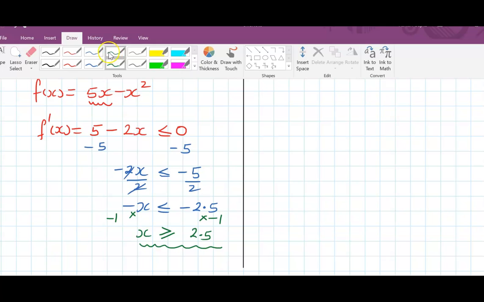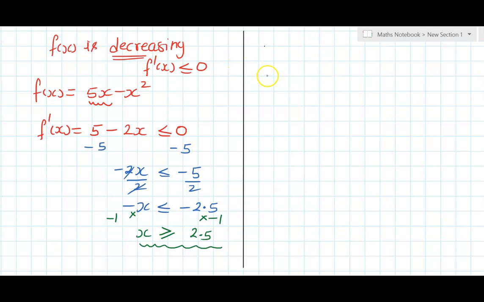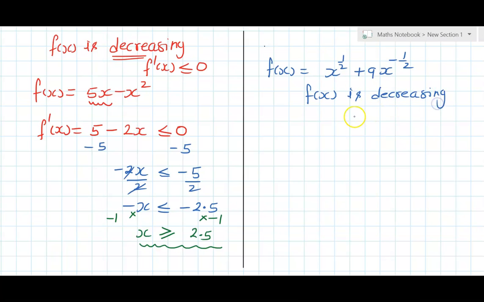Okay, so one more example I'm going to solve so that you can understand. This is also a decreasing function: f(x) = x^(1/2) + 9x^(-1/2), and f(x) is decreasing. So what does it mean if f(x) is decreasing, guys? It's less than 0. What is less than 0? Its differentiation. Differentiation should be less than 0.